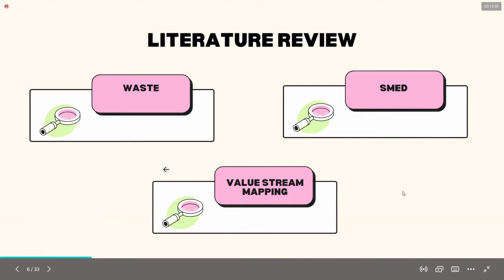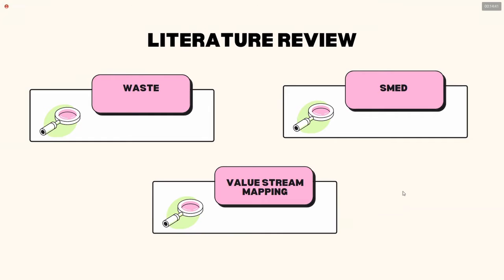For the literature review, I want to discuss three topics from this paper. First is waste. What is the meaning of waste? In lean manufacturing, waste is defined as anything that doesn't add value to a product, or any cost incurred in a process that does not benefit the customer.